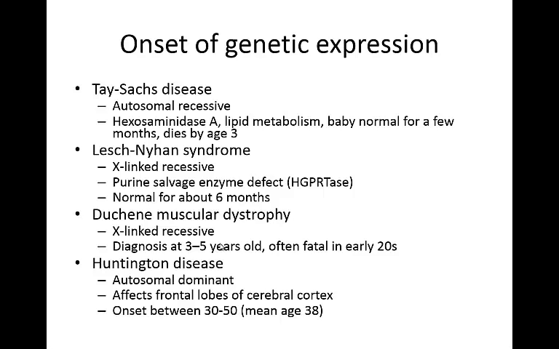Huntington disease is an autosomal dominant disorder. It affects the frontal lobes of the cerebral cortex, but its onset is relatively late. The onset for this disease is between ages 30 and 50, with a mean age of onset at about 38. So you can see all of these individuals may present as completely normal at birth, but they may have problems either shortly thereafter, within a few years, or even later in their lifespan.